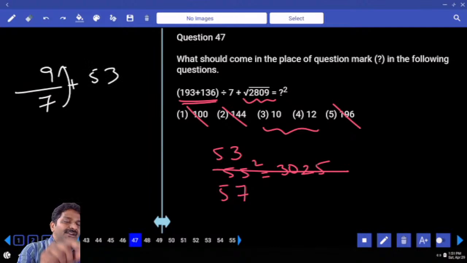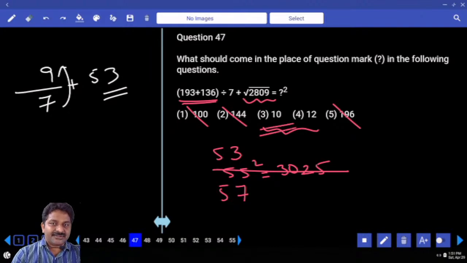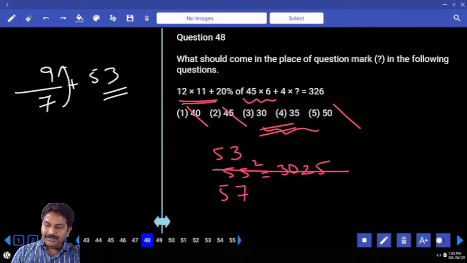7 into which number ends with 9? 7 plus 3 ends with x square ends with 0, x ends with 0, third final. Followed. Next.